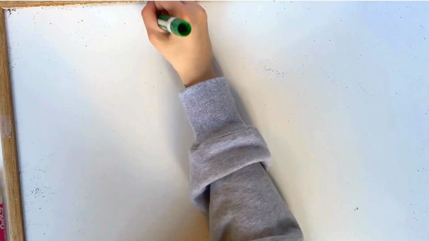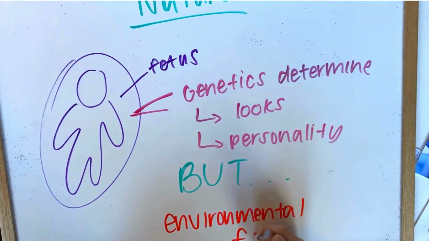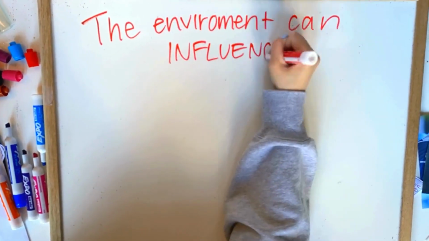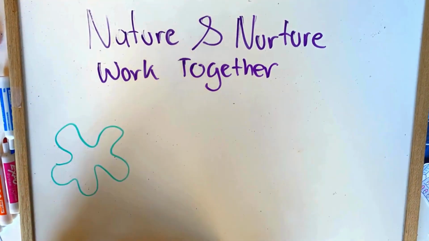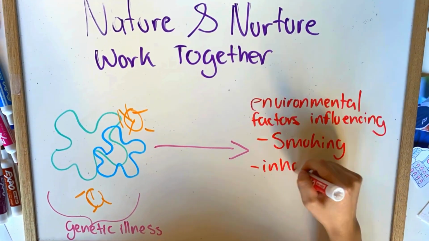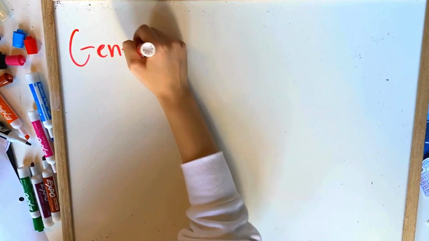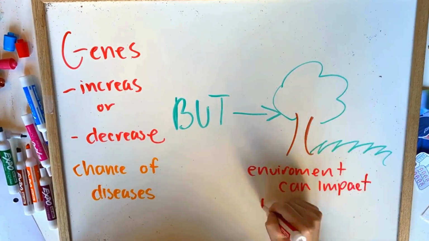Genetics are the blueprint of a person from their looks to their personality, though they can be influenced by surrounding environmental factors. The environment can influence certain genetics based on one's upbringing, for example, their education and social and physical experiences. In a way, nature and nurture work together. For example, some diseases and illnesses can be genetic, but they can also be influenced by the environment. People have genes that increase or decrease their chance of acquiring a disease, but just because one has that gene doesn't mean the environment can't still influence whether one actually develops it.